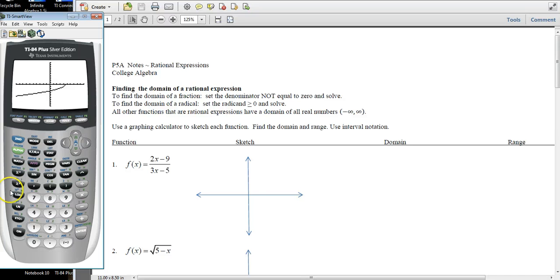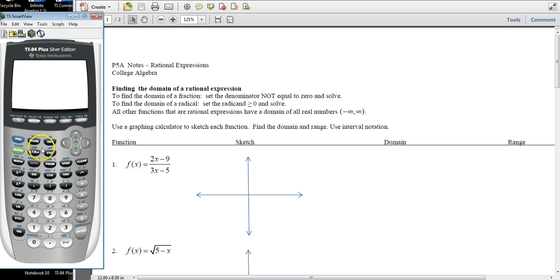Hello, college algebra students. Today we're going to start section P5 on rational expressions. In the video, we're going to look at the sketches of some rational expressions and some radical expressions, and we're going to talk about their domains. We will discuss the range when we get to class.